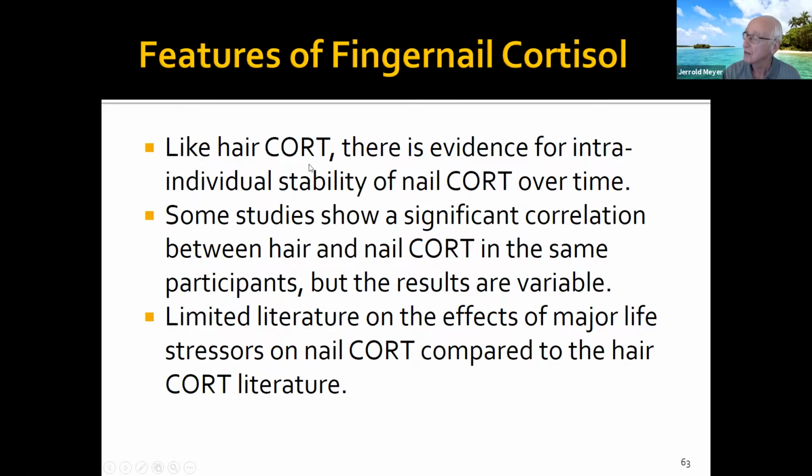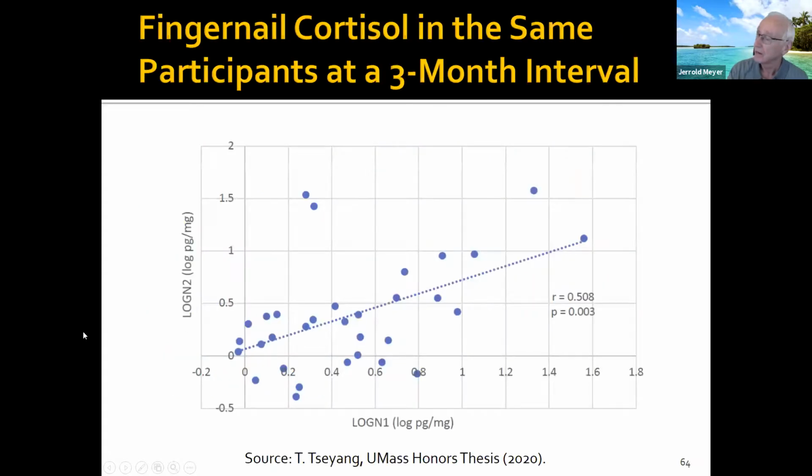Features of fingernail cortisol. Like hair cortisol, there's evidence for intra-individual stability over time. Here's some unpublished data from our lab from one of my honors students last year. She had fingernail clippings taken from the same participants at 3-month intervals. And here's the matrix, and you can see a pretty decent correlation, 0.5, between the log of the second value versus the log of the first value.